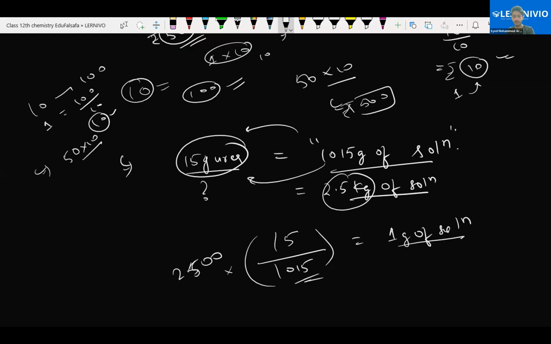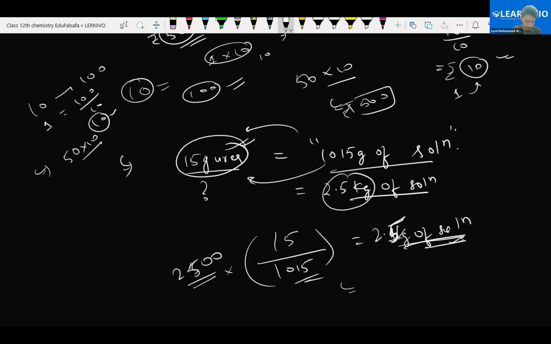Yes, sir. I'm just dividing this by 1015, so that I am able to get the solution of 1 gram. And then if I multiply this by 2500, which is 2500 grams, I end up getting the weight of urea in 2.5 kg of solution. Got it? Yes, sir. Just calculate and give me the answer. I'm also doing it, and you should also.